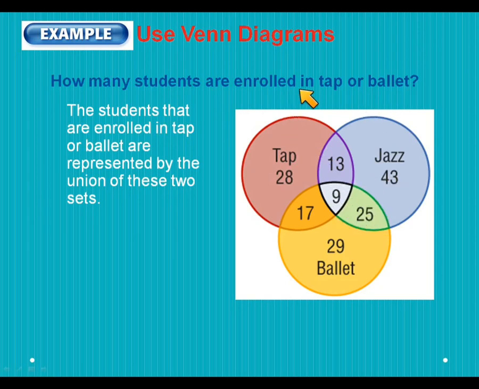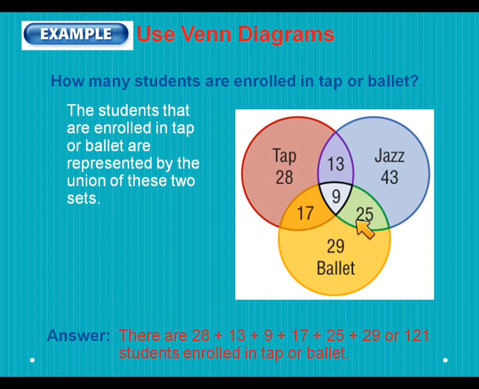So to find tap or ballet, I would just have to add 28, 13, 17, 9, 29, 25. Because those people are enrolled in either tap or ballet. Because I said the word or. The only people that aren't are these 43 people who are only enrolled in jazz. So in this case, the number of people enrolled in tap or ballet would be 121 when you add up all of those. Because I said one or the other. I didn't have to say both. I said one or the other.